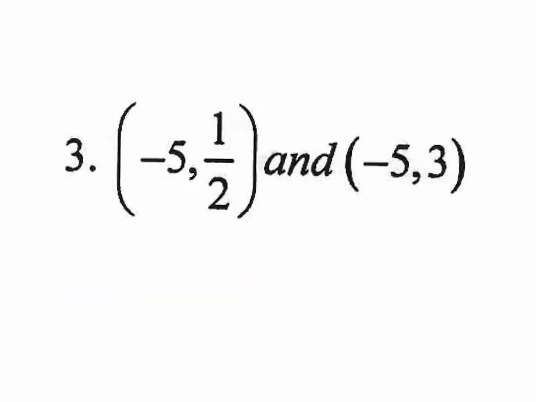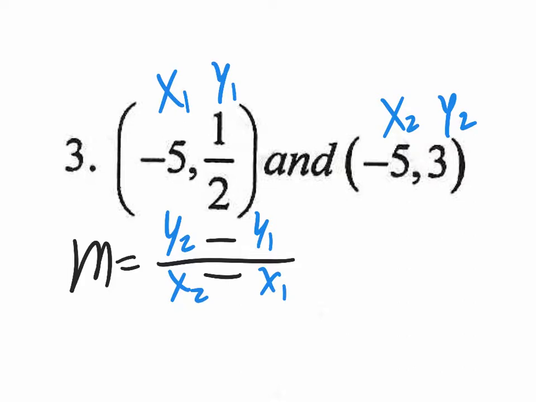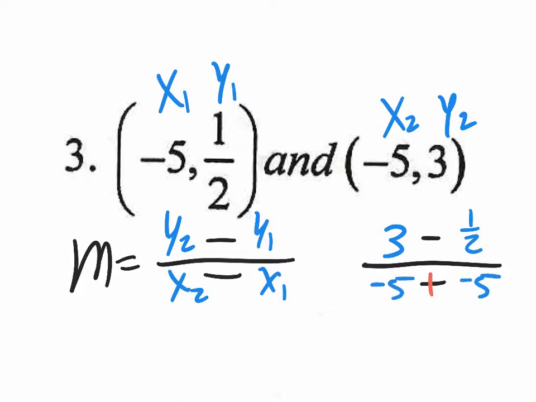Let's check out this one. Again, label them. And again, know your formula. And of course, apply your formula with the division and the subtractions first, and then plug in your values. Y sub 2 is 3, y sub 1 is 1/2, x sub 2 is -5, x sub 1 is -5. So right off the bat, I see the minus minus, they change. I already know that I have 0 on the bottom, because -5 plus 5 is 0.